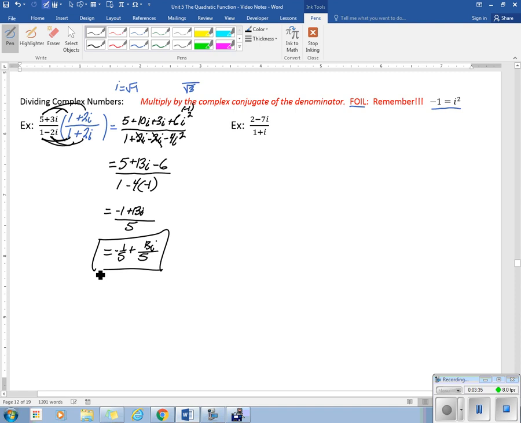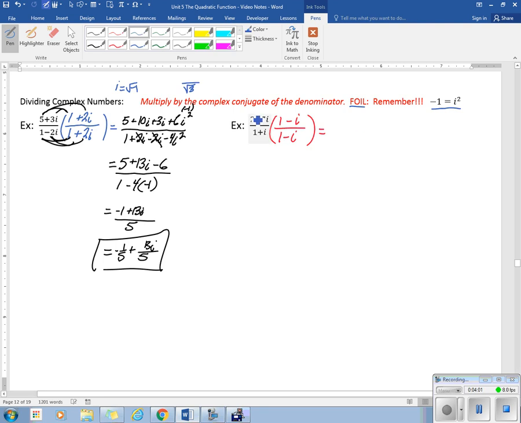All right, let's take a look at the number 2 here. All right, here we go. Let's check it out. We get 2 minus 7i all over 1 plus i. Again, we got to identify that complex conjugate of the denominator. So the complex conjugate here is going to be 1 minus i, and that's all over 1 minus i. So again, this in parentheses here, this actually just equals 1. So we still have the same thing we started with.